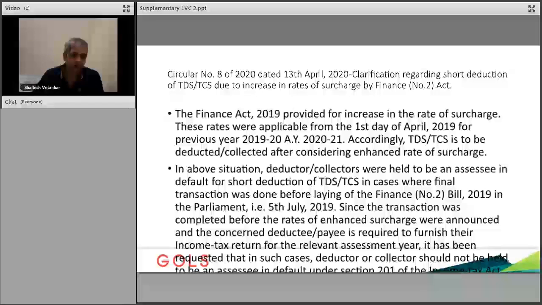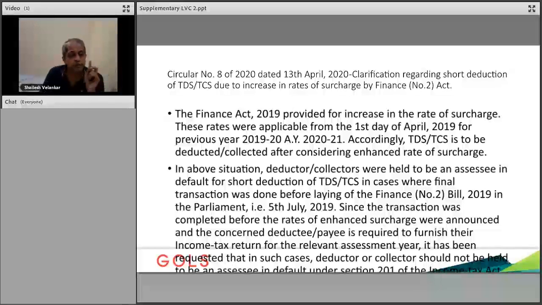See, you have seen how the rates of surcharge have been increased. It was 5%, 10% for certain highest categories of income. It is 37% and all. So there was a lot of surcharge. The rates were applicable from 1st April 2019, for the previous year 2019-20, assessment year 2020-21.